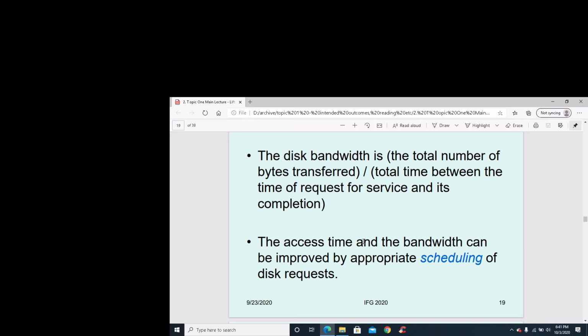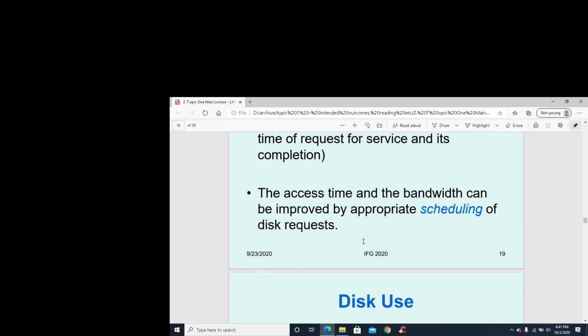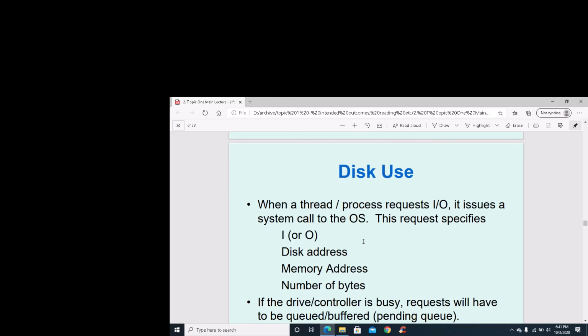Okay, why? What do you mean, you might be asking. Well, let's begin at the beginning and think about using a disk. A computer may be using a disk, all its programs need to store data safely or get data from the disk on which it's stored. When a program or a thread or a process requests any input or output, I/O, it issues a system call to the operating system, like Windows 10.